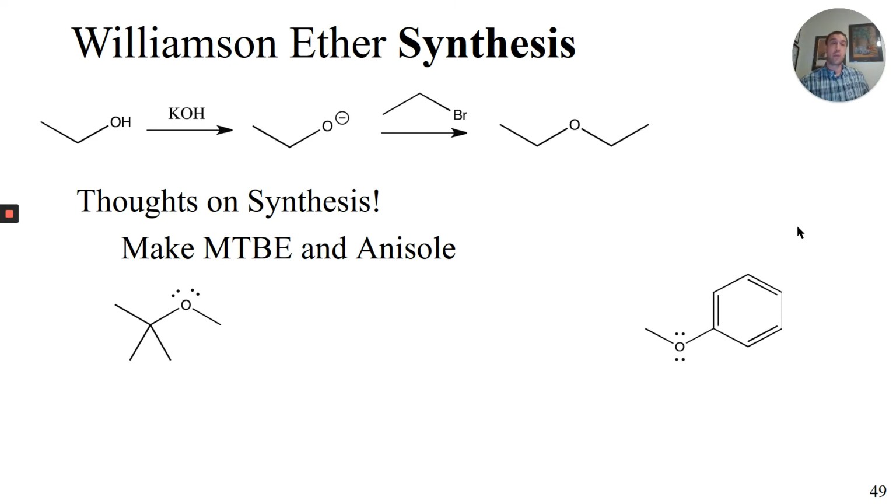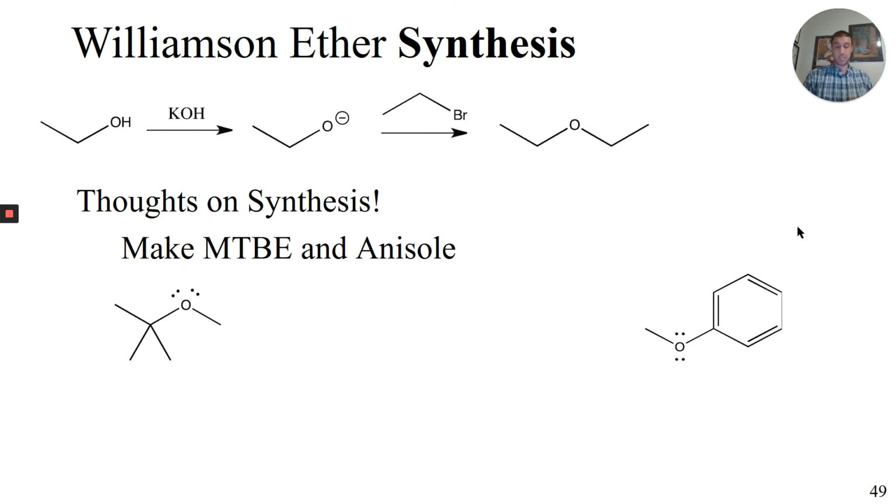Okay, so this is a good opportunity to take advantage of what we looked at in a video 3 or 4 videos ago for synthesis. Okay, we want to consider how can we use Williamson ether synthesis to make either of these two structures. Okay, so MTBE is on the left. That would be methyl tert-butyl ether, and then anisole on the right. So we want to come up with a synthesis that would allow us to do this.